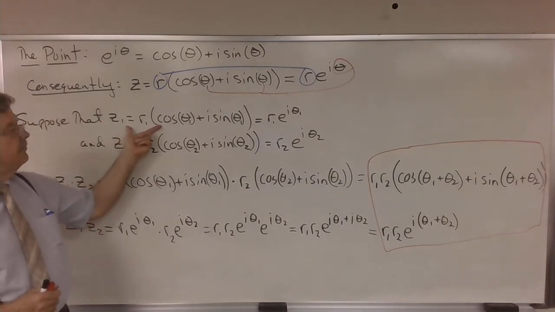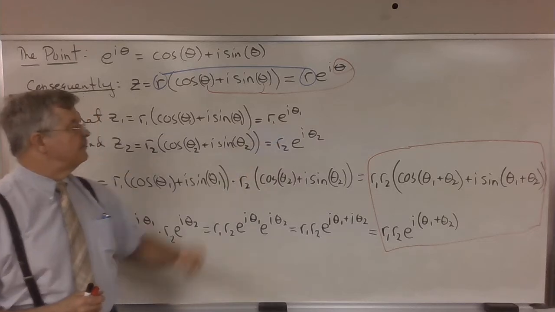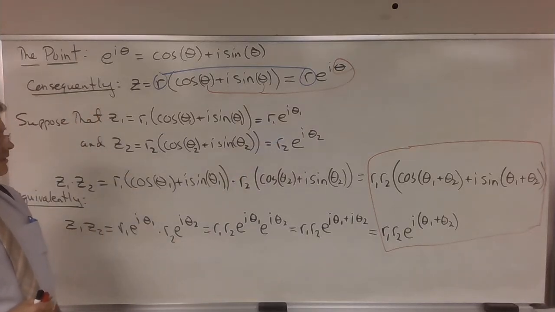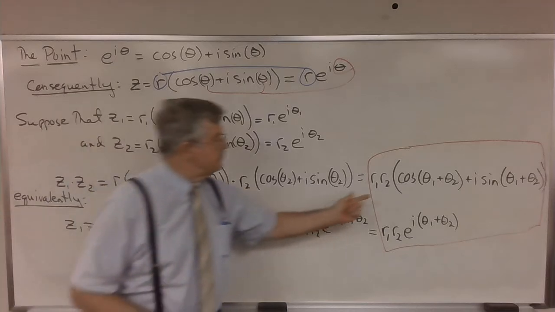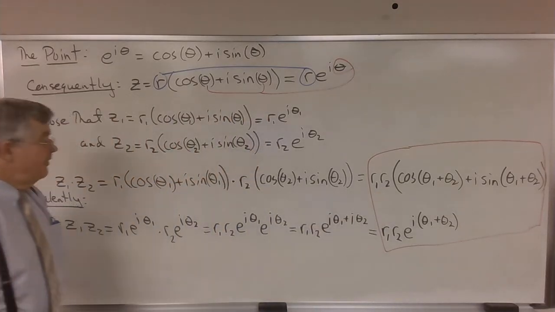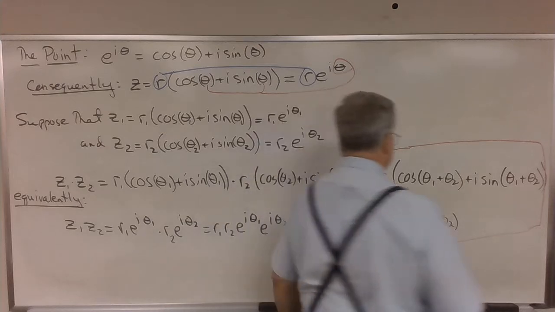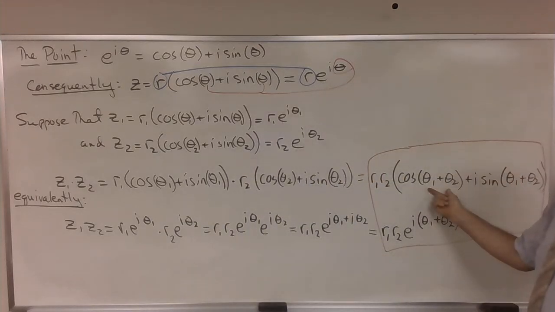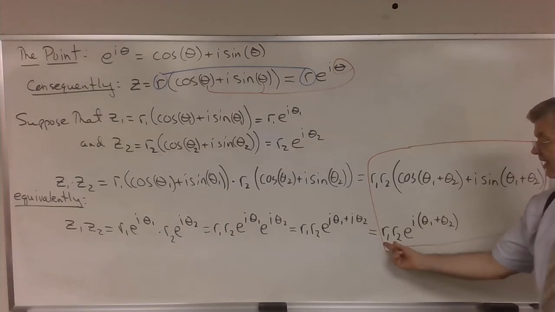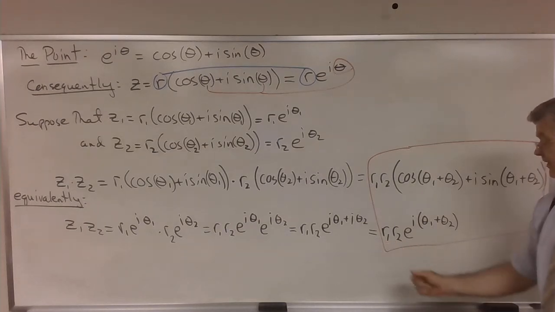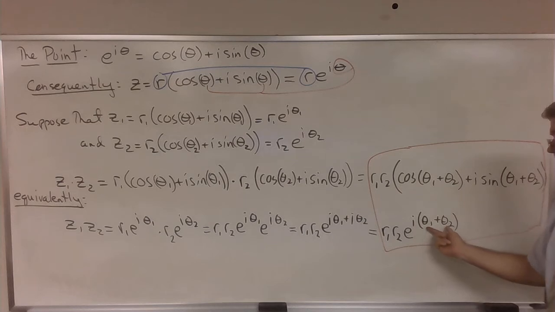Multiplication works with this form the same way that it works with this form. We take the product. See, we have this thing times this thing. We take the product of the two moduli, and then we have the cosine of the sum of two angles plus I times the sine of the sum of two angles, which is exactly the same as this: the product of the two moduli and e to the power of I times the sum of two angles.